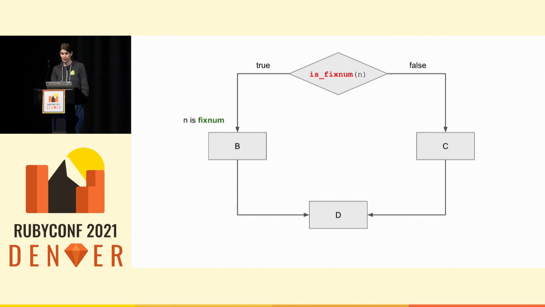So what we can see here is that if we take the true branch, then inside of block B, we know that n is a fixnum. So that's a fact that we know for sure.